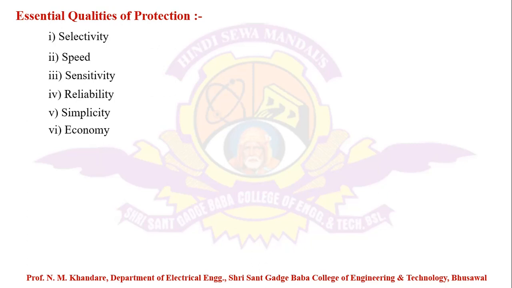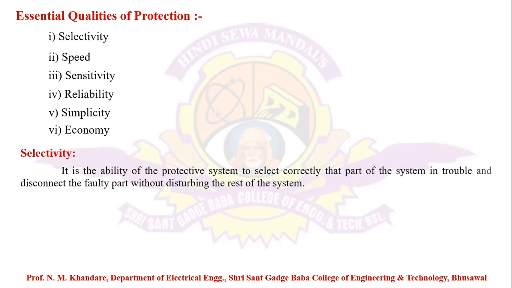So starting with the first, selectivity. That means your protection scheme must be able to simply detect the portion or section of the power system on which the fault has occurred, and only that faulty section must be disconnected by the protective system as early as possible. Selectivity is the ability of the protective system to select correctly that part of the system which is in trouble and disconnect the faulty part without disturbing the rest of the system.